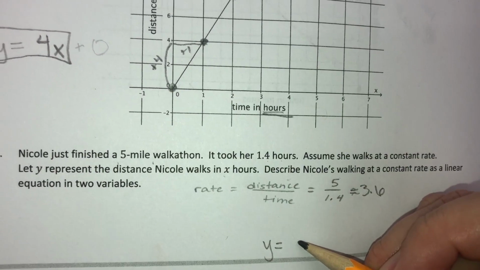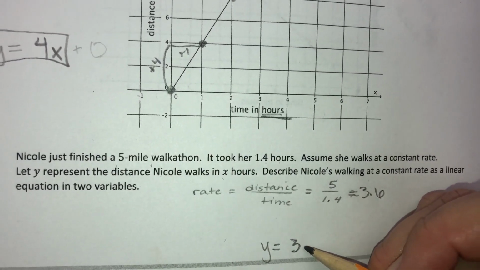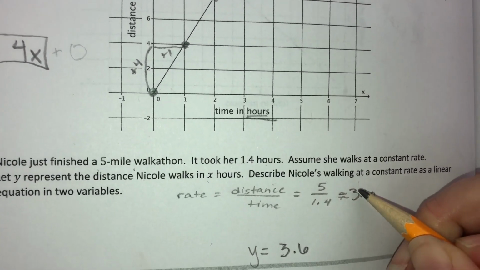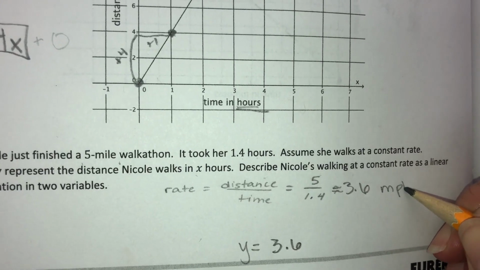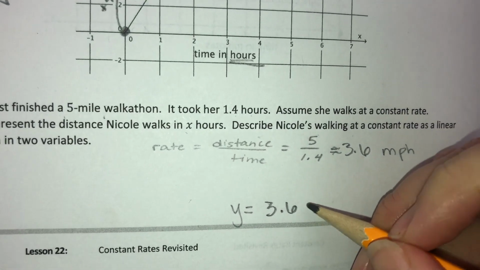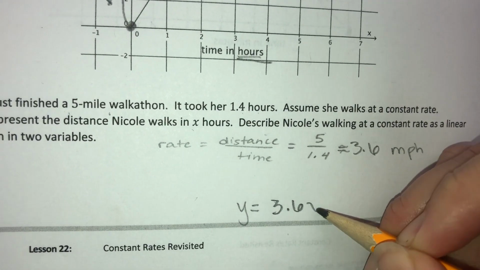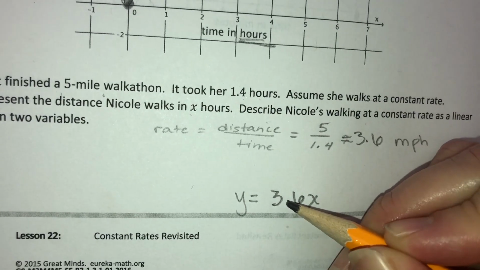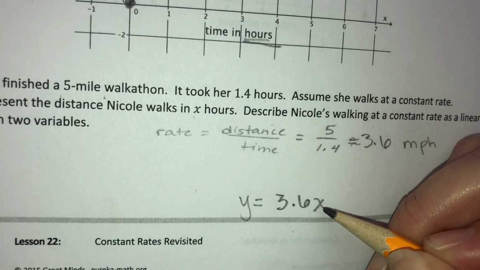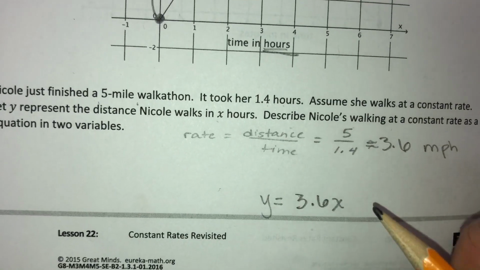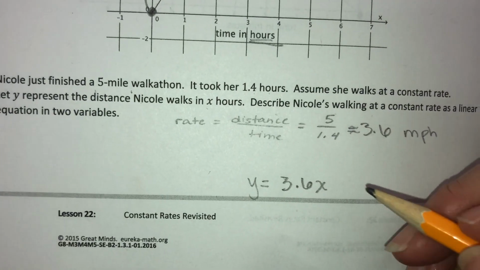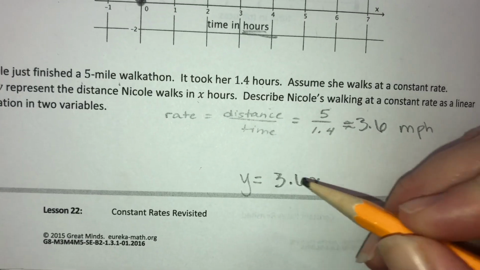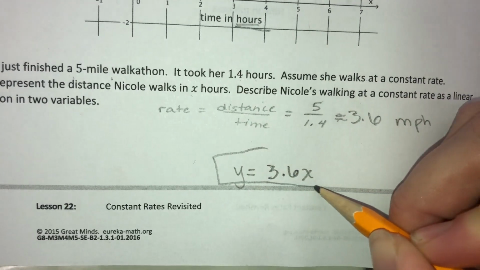So that means she's walking at about a rate of 3.6 miles per hour. I'll just abbreviate that way for her walking rate. And that rate goes in front of the x, 3.6 miles per every hour. Obviously she did not have anything already walked before she started walking, so we don't have anything to add there. So there's Nicole's rate.